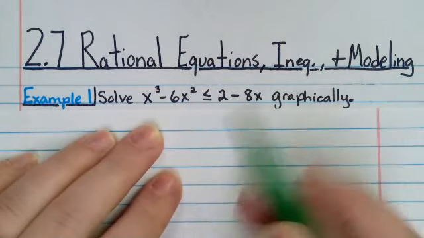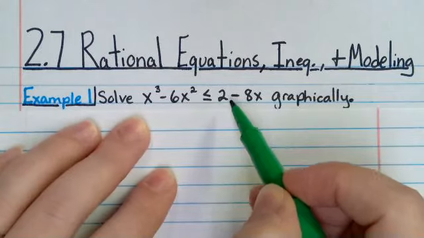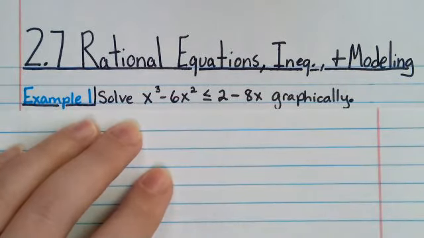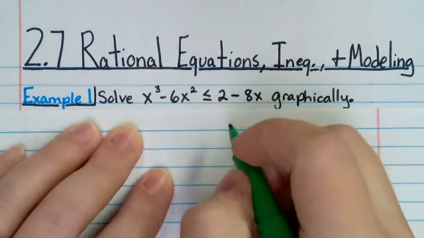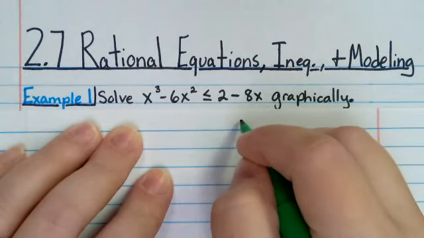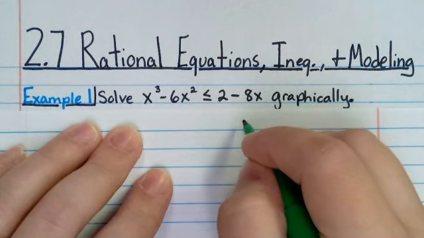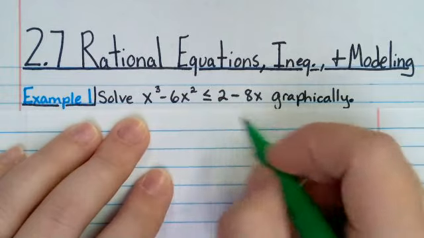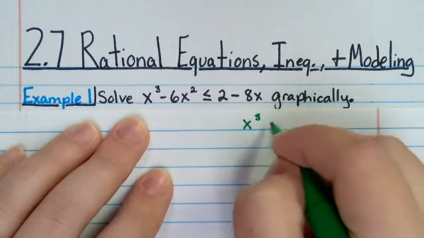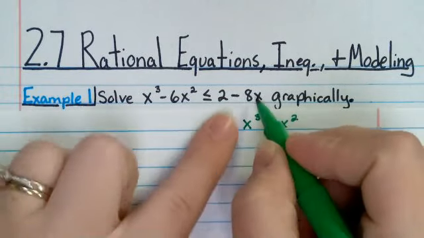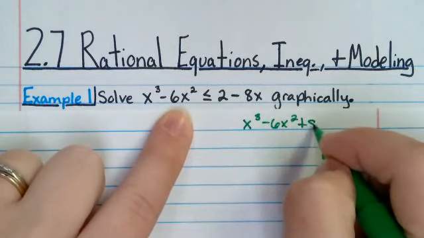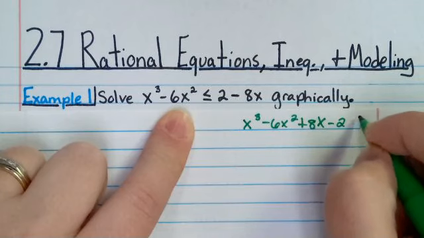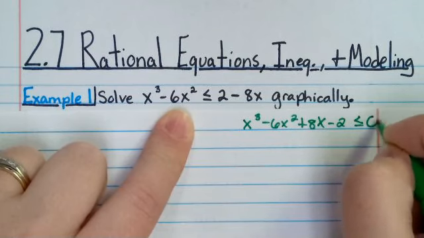is on one side. It doesn't really matter which side you go to. I'm just going to move them to the left so that I can see my x cubed being positive. But it should work fine if you did it the other way too. Your graph might look a little different, but your answer should end up being the same. All right, so I'm going to move everything to be on the left side. So I have x cubed minus 6x squared, but then we're going to add the 8x and then subtract the 2. And this is all less than or equal to 0.